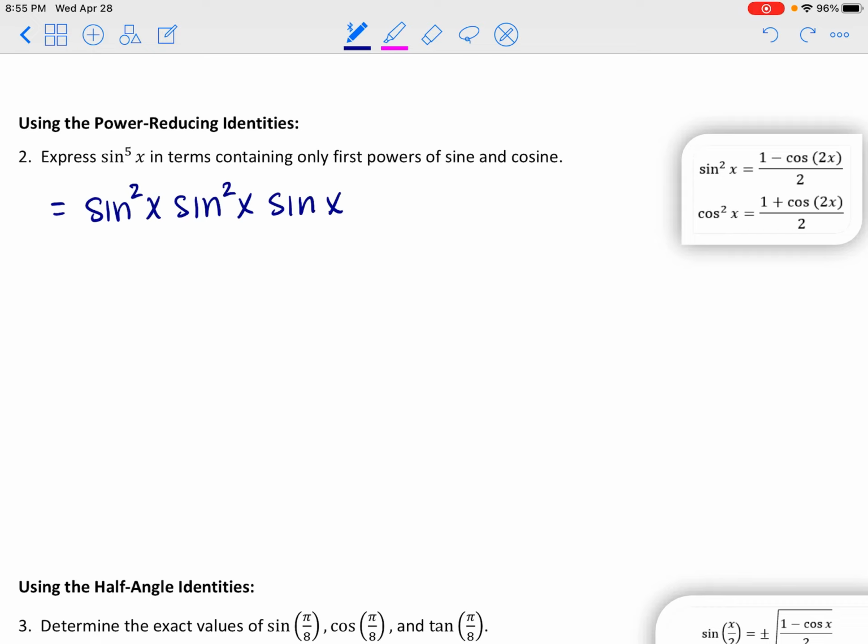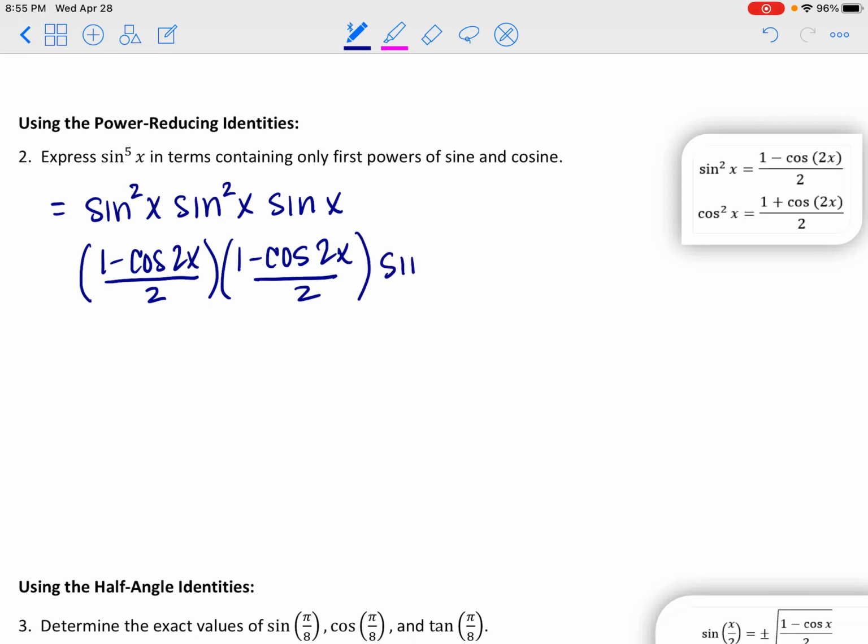So the first sine squared becomes 1 minus cosine of 2x over 2. And then the second one becomes the same thing, 1 minus cosine 2x over 2. And then I have this last little sine of x hanging out here. And right now, we haven't really reduced our powers, because we're trying to write this in terms that contain only first powers of sine and cosine.